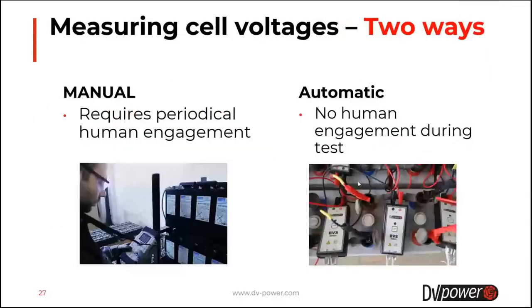Measuring cell voltages, there are two ways for measuring cell voltages, manual and automatic. Manual measuring of cell voltages requires periodical human engagement, and automatic measuring of voltage does not require any human engagement during the test. DV Power has solutions, of course, for both of them.